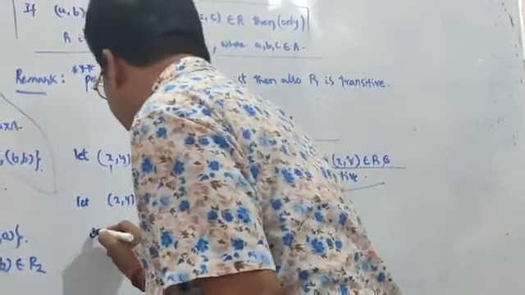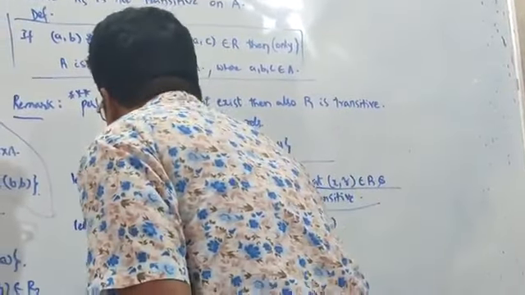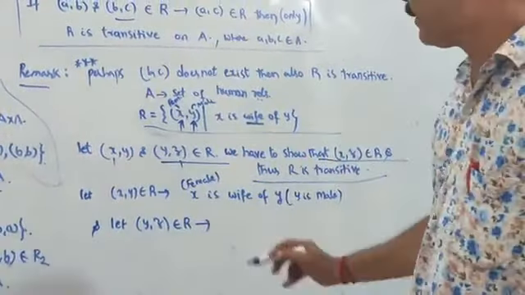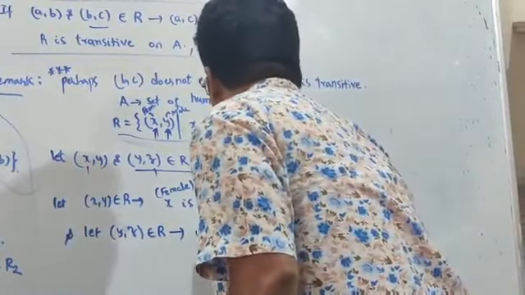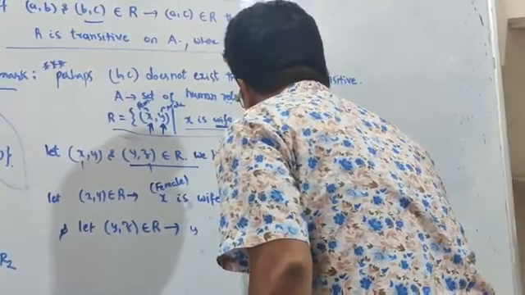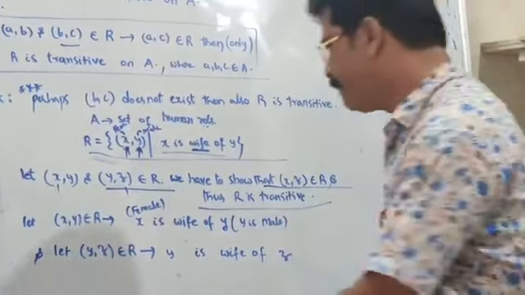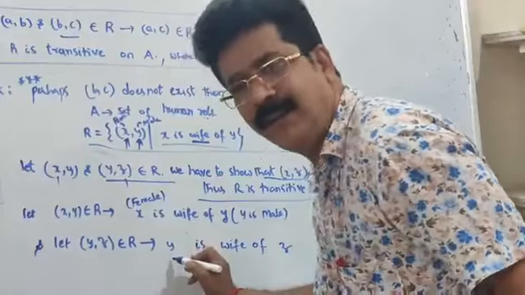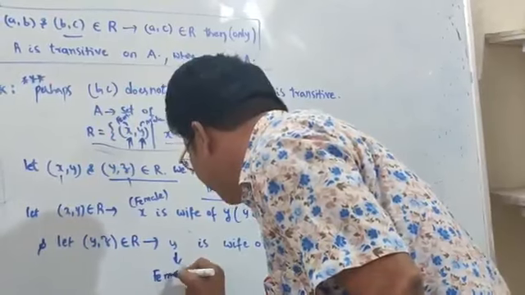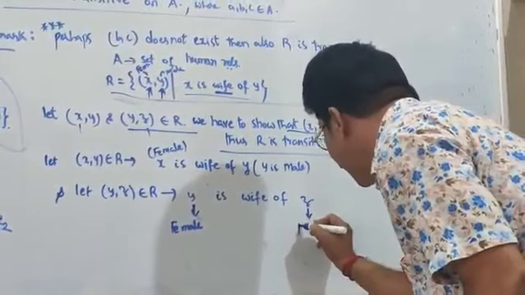And we have to take another element: Y comma Z belongs to capital R. Y comma Z belonging to capital R means what? According to the given condition, Y is wife of Z. According to this, who is Y? Y is female. According to this condition, who is Z? Z is male.